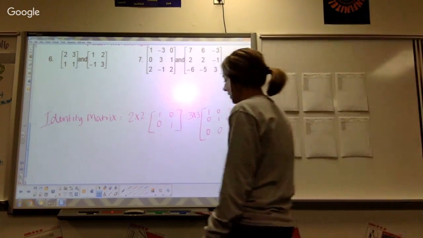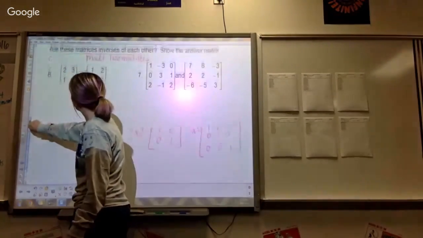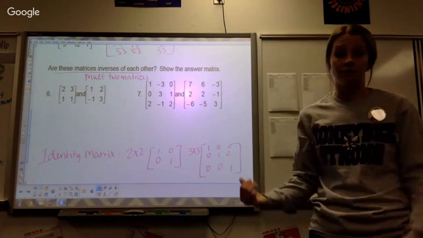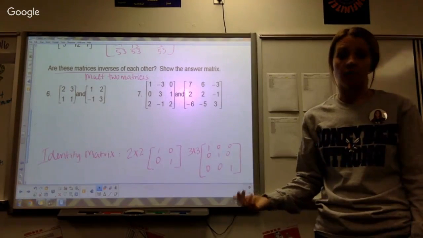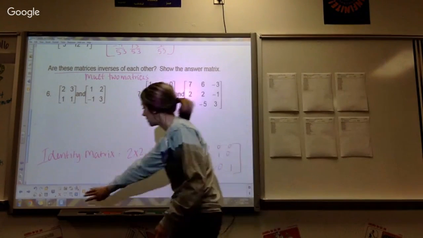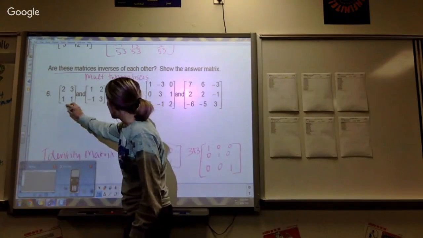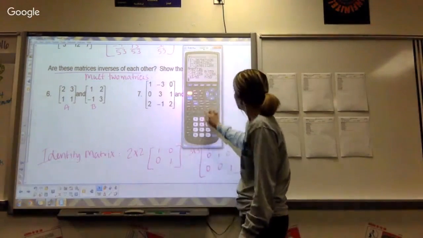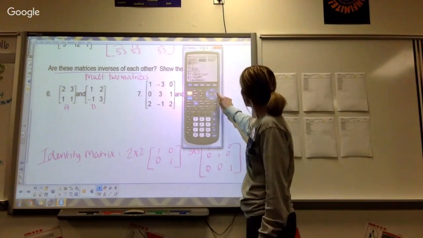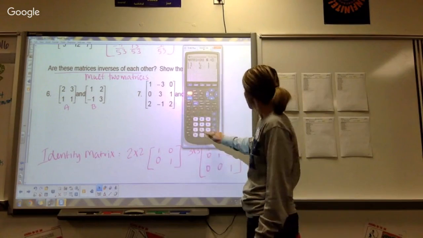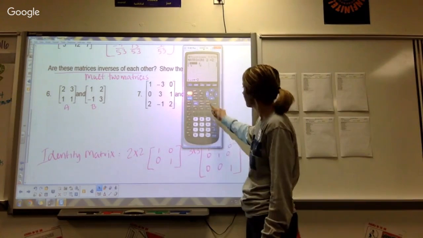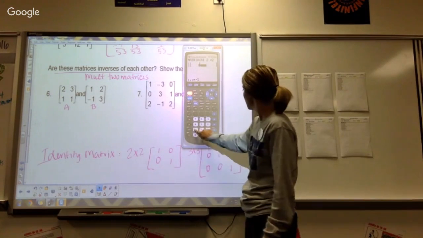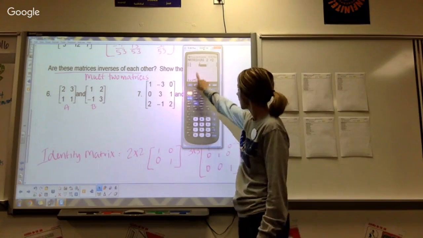Okay, so if you're given two matrices and it says are these inverses, you're going to multiply them and see if it equals the identity matrix. If it does, they are inverses of each other. So that's what I'm going to do. I'm going to go ahead and write down which ones I'm going to type them into so that I remember. Edit matrix A. A is a 2 by 2. So 2, 3, 1, 1. Check your elements.